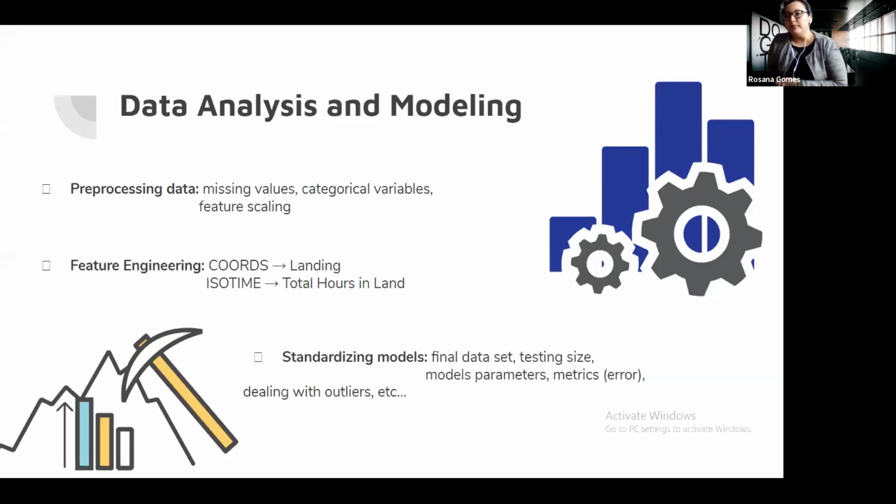We also had to standardize our models because, as we saw, we had 5 different teams working on different models, and we had to make sure that we were all on the same page. For example, we had several data sets, like version 10, version 14, and we had to go through all of this to make sure that we were comparing the results using the same base model, and the same for other things such as test size and the parameters and so on. So we can go to the next slide.